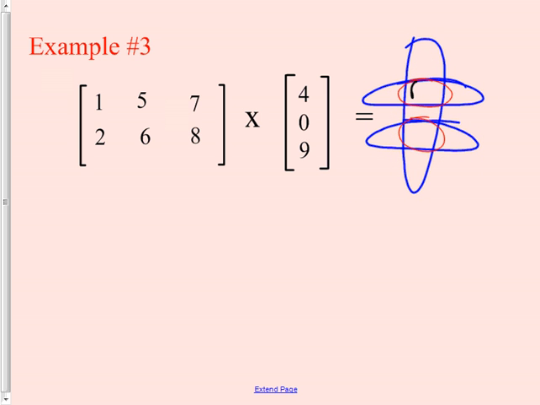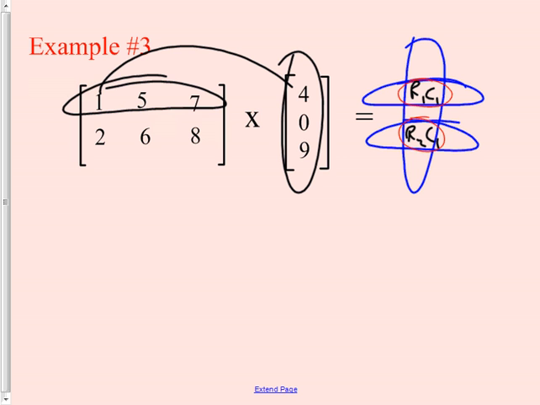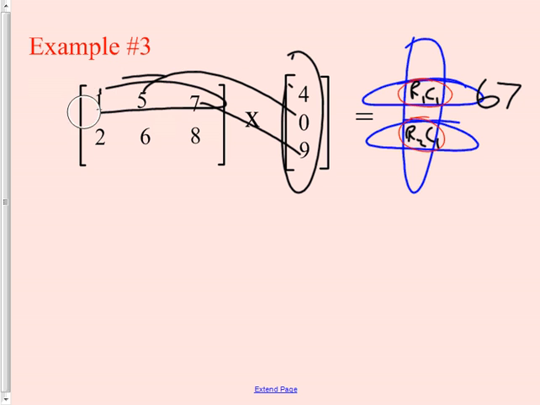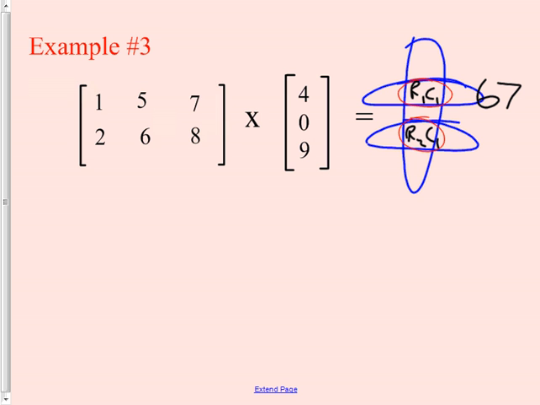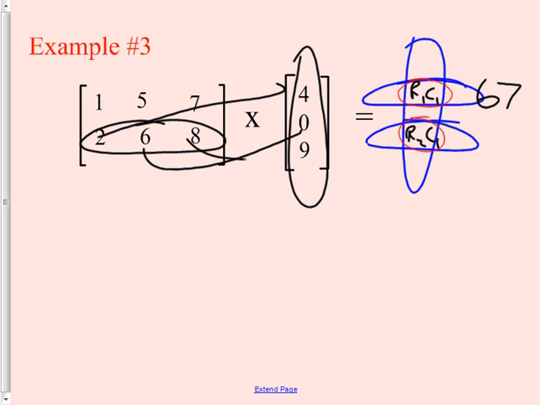And this is row 1, column 1. This is row 2, column 1. So if this is row 1 and column 1, 4, and then that makes 4. 5 times 0 makes 0. 7 times 9, 9 times 7, 63. 63 plus 4 makes 67. Raise your hand if you had 67 there. Okay, awesome. And then the other one, row 2, column 1. Row 2, column 1. 4 times 2 makes 8. 0, 72, 72 and 8. 67, 80. Raise your hand if you had that right. Okay, good.